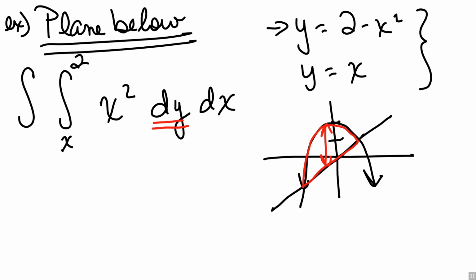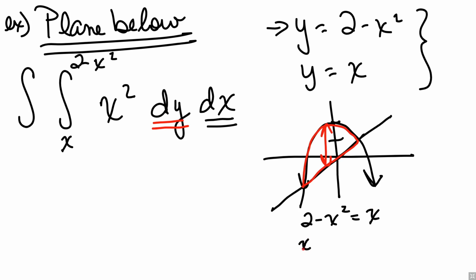Yes, 2 minus x squared. Okay, so the lower limit is going to be the bottom function. The upper limit is going to be the upper function. Now we need to find the values for x. The easiest way to find the values of x is to set the two functions equal to each other and solve. So we have 2 minus x squared is equal to x.